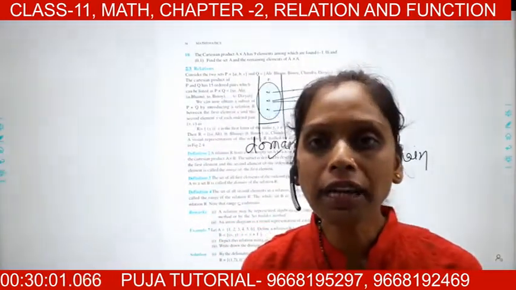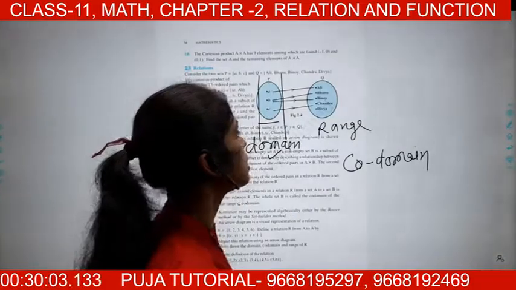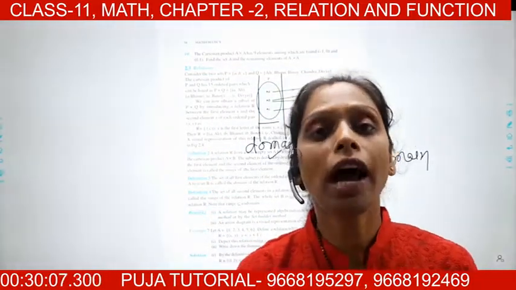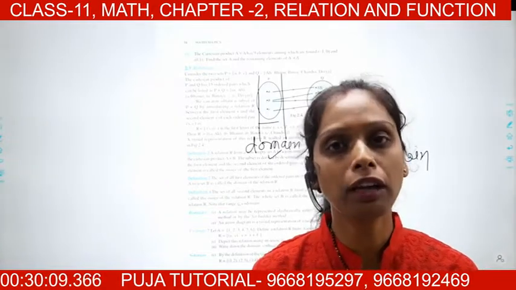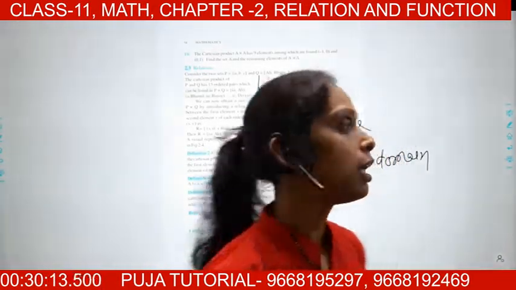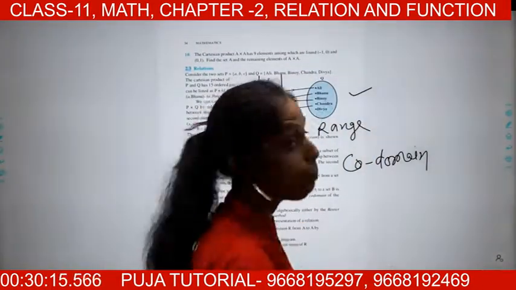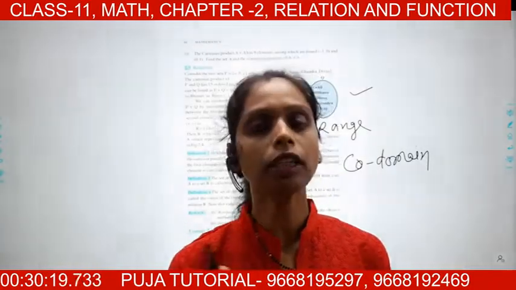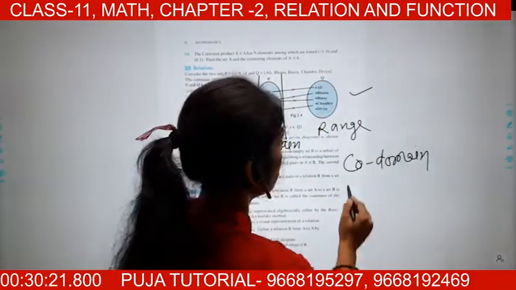And what is a range? Range is the permissible output that you get, which follows the criteria of the relation, and it is called a range. But something more in that set is called a codomain.